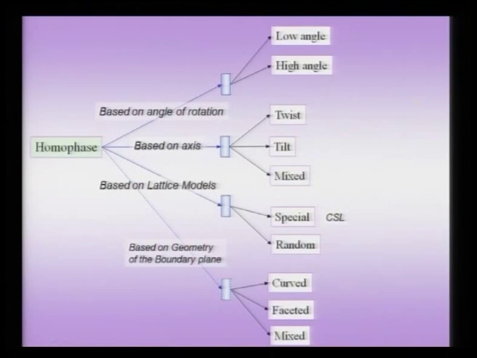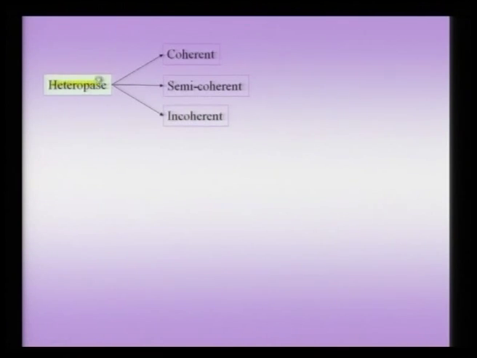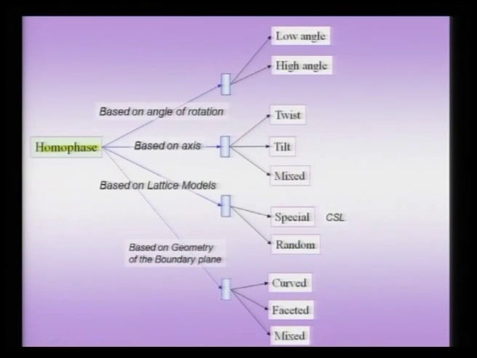Now, the alternate way of looking at, or characterizing, some of these homophase boundaries, which we shall contrast with heterophase boundaries, is the way we look at them from different perspectives. We can look at a homophase boundary based on the angle of rotation, in which case you can have a low angle or a high angle, and in this case we are talking about the value of the angle of rotation. Of course, you could also have, under special circumstances, a similar kind of definition for a heterophase boundary. A homophase boundary based on the kind of axis we are talking about can be a twist boundary, a tilt boundary, or a mixed kind of boundary. The mixed boundary will have both twist and tilt components.